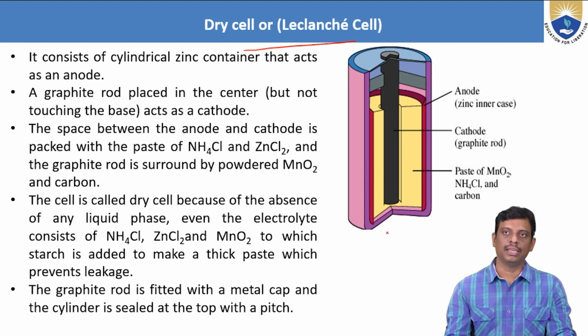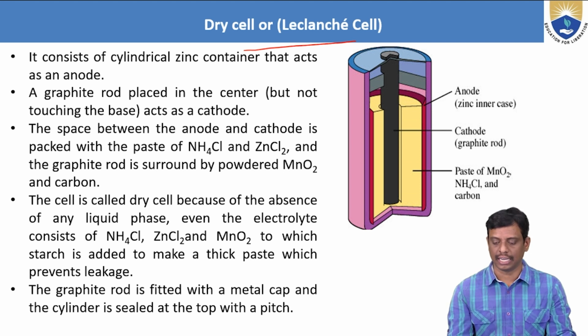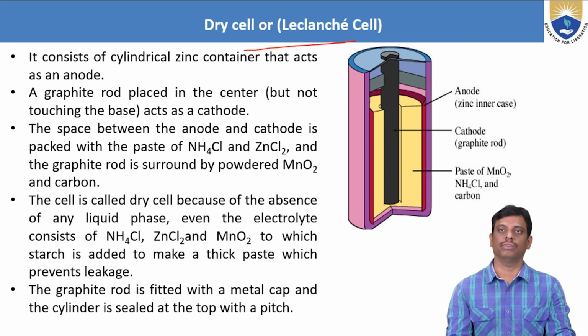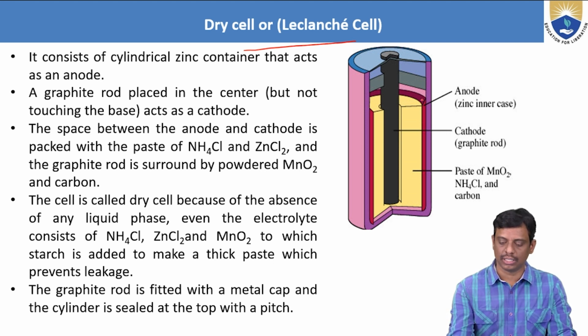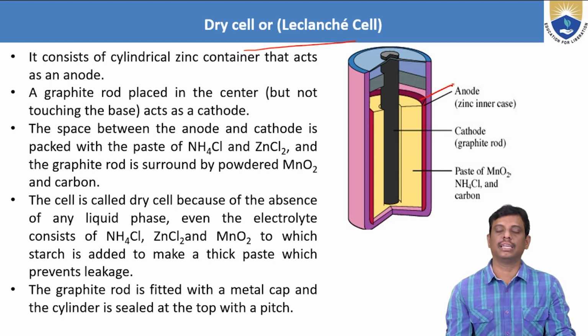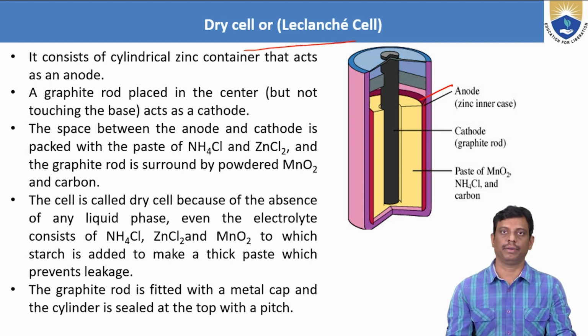In the battery, they use a zinc container. That zinc container acts as the anode. The zinc container acts as a metallic frame, and it acts as the anode in the dry cell battery.